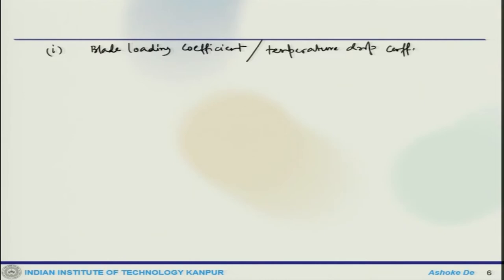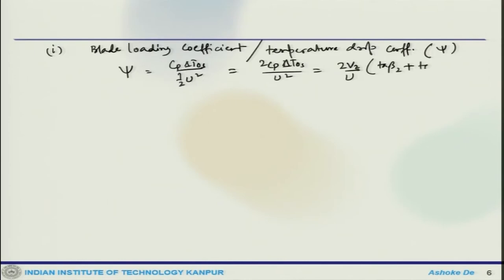Okay. Now, we talk about some of the important dimensionless parameters. Number 1, which we have also looked at. You can see the clear similarity while talking about the axial flow compressor, like the blade loading coefficient. So, this we have already seen, or one can say it is a representation of the temperature drop coefficient, which is psi, or capital psi, which is Cp delta T naught S by half U square, that is 2 Cp delta T naught S by U square, which is 2 Vz by U (tan beta 2 plus tan beta 3).